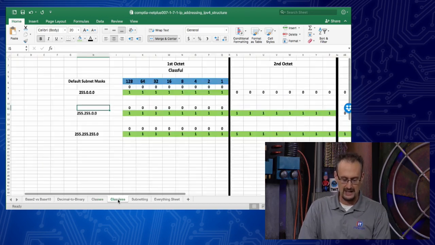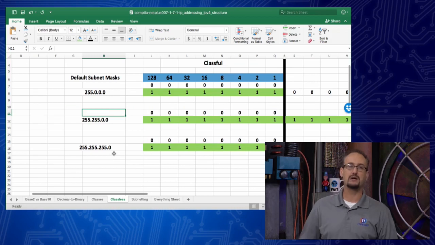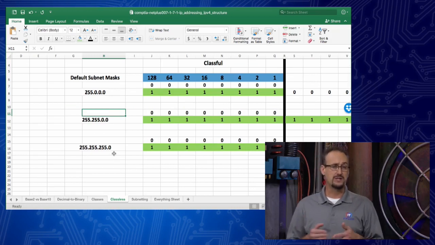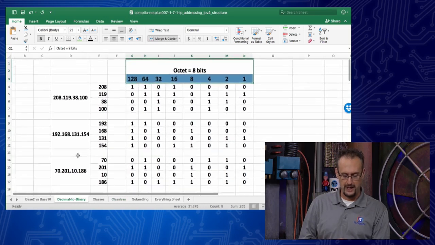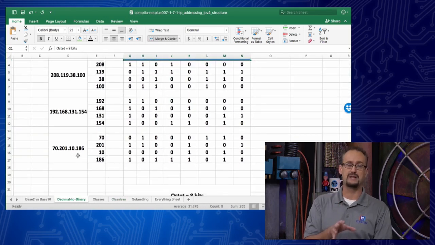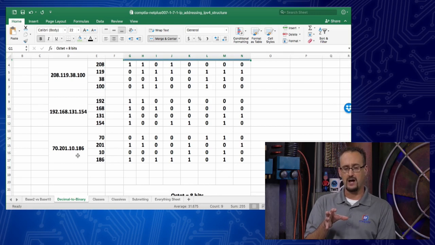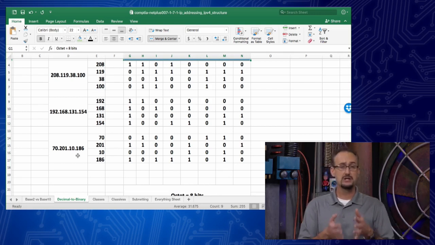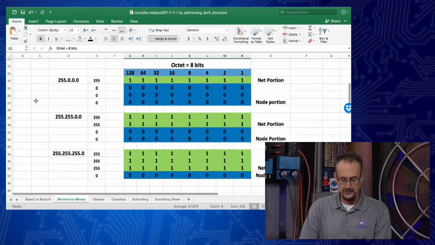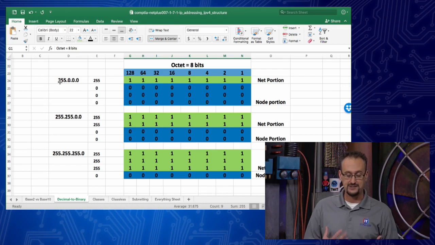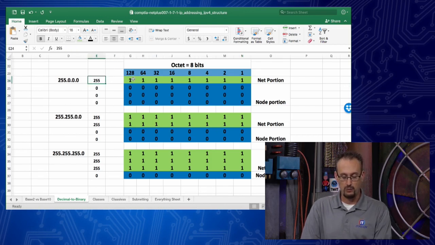So when we talk about the classless system, I want to start with the default subnet mask and recap where we were when we were talking about decimal to binary conversion. If you're not familiar with that, definitely go back and watch it, because we're using the exact same information as before. If you remember, I told you that the default subnet mask would be a single octet of 255, or 1 bits, right?